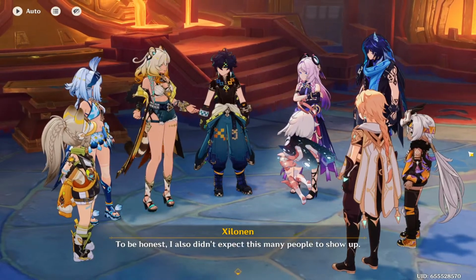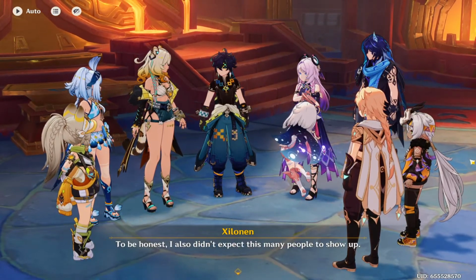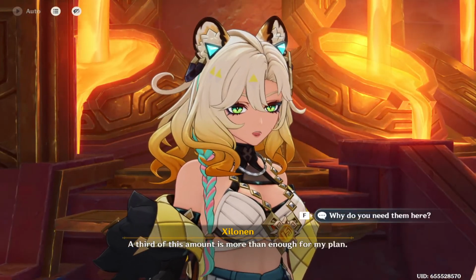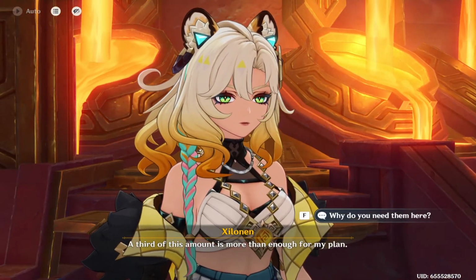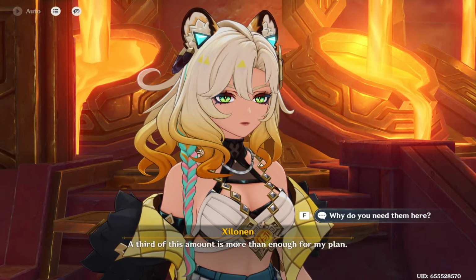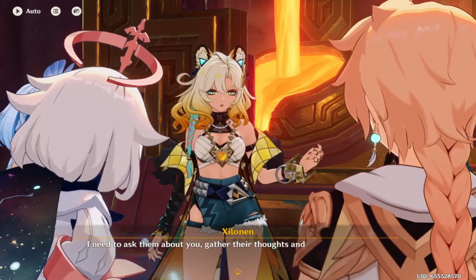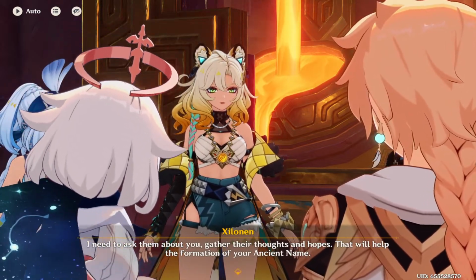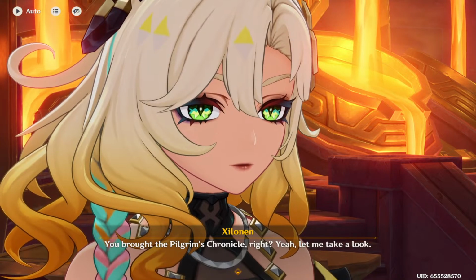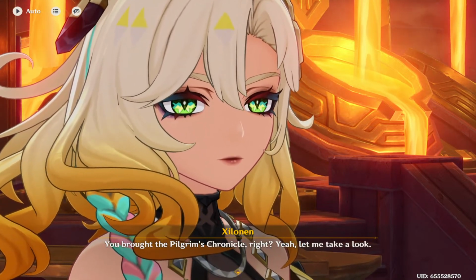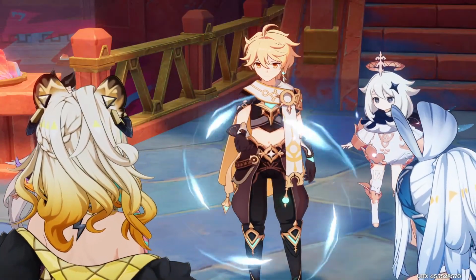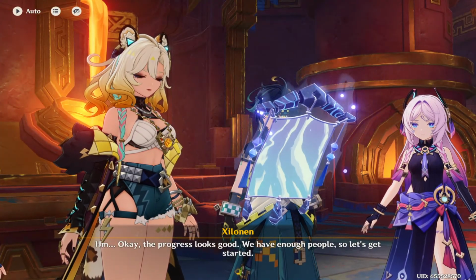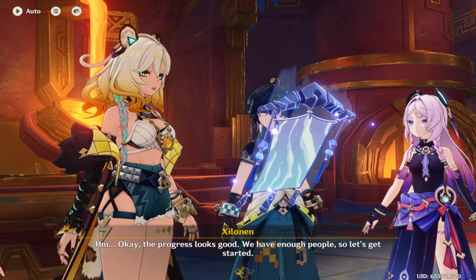To be honest, I also didn't expect this many people to show up. A third of this amount is more than enough for my plan. I need to ask them about you, gather their thoughts and hopes. That will help the formation of your ancient name. Oh, you brought the Pilgrim's Chronicle, right? Yeah, let me take a look. Okay. The progress looks good. We have enough people, so let's get started.